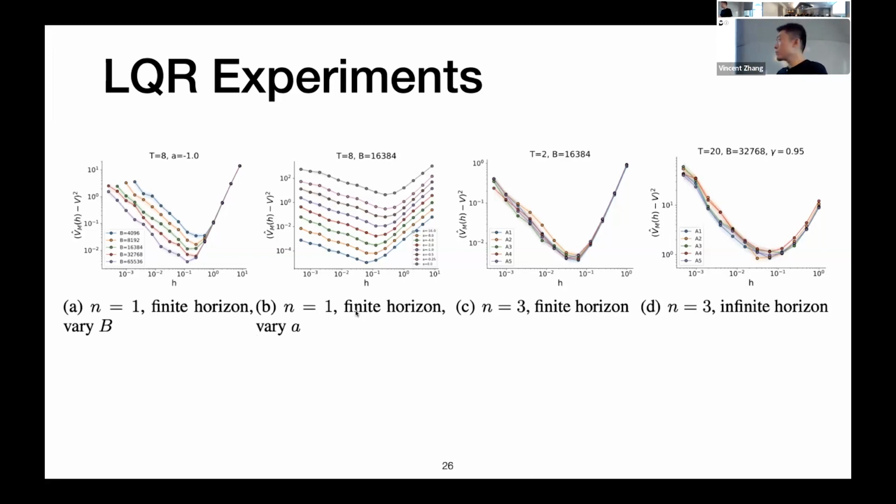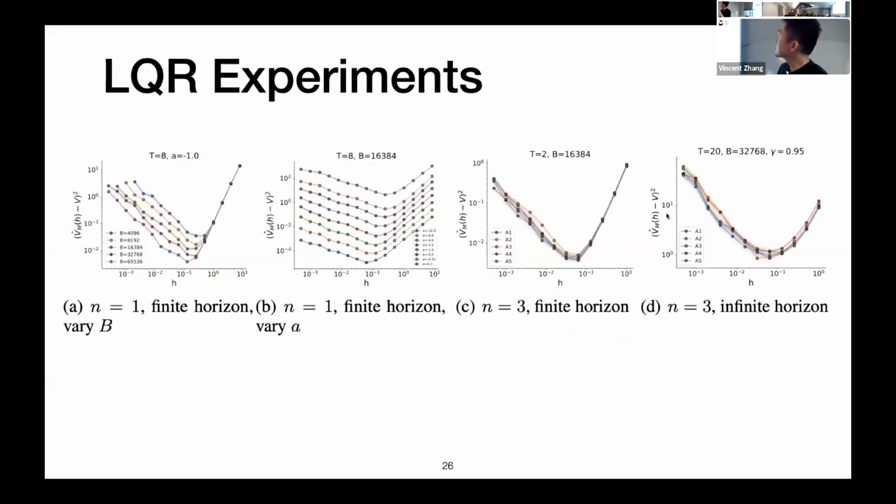On the left, we have a scalar system, finite horizon. On the third plot, we have a vector system with finite horizon, and then we move on to the infinite horizon setting. You can see that because of the truncation error, where the data isn't covering the full trajectory, the error now becomes a lot larger than the other plots, but the trade-off remains.